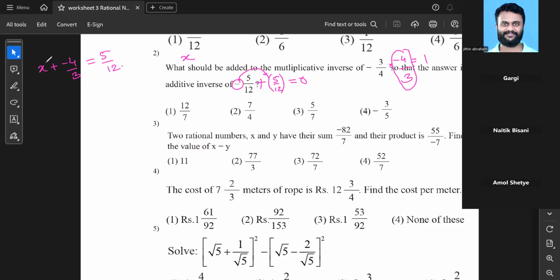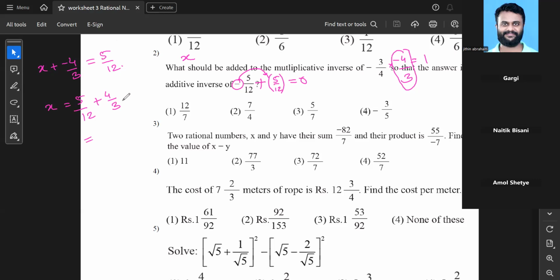So the question is: when x is added to minus 4 by 3, you get 5 by 12 as the answer. Now, what is x? How do we find it? I take this minus 4 by 3 to the other side. 5 by 12 was already there, and minus 4 by 3, when taken to the other side, becomes plus 4 by 3. Now we have to add these fractions to find x.